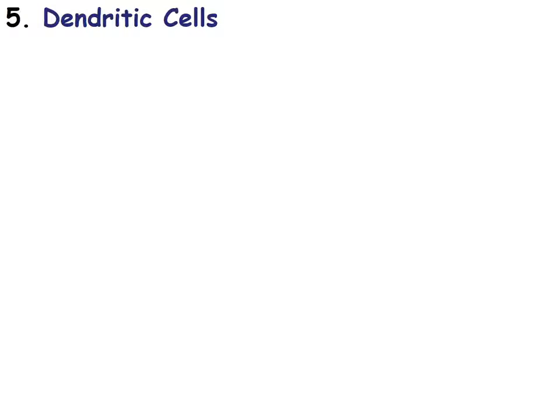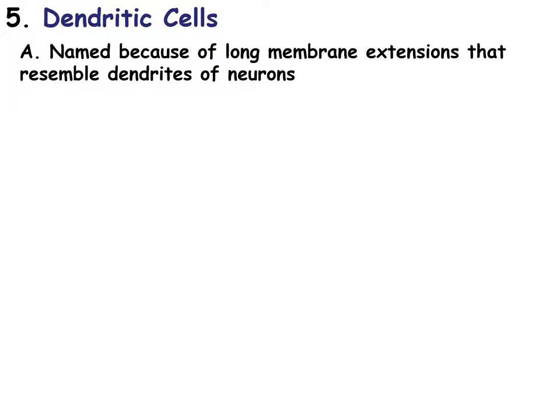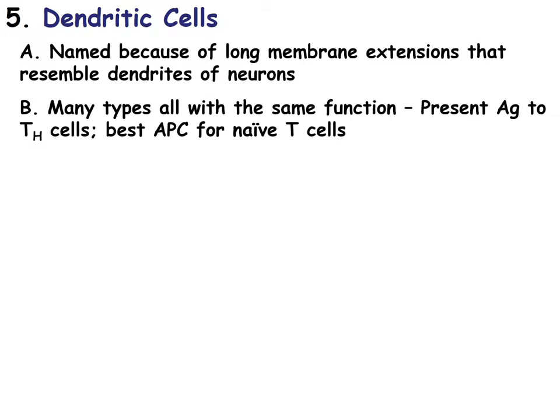Dendritic cells are very important. They got their name because they have long membrane extensions, so they look like neurons, okay? So they have the dendrites. There are many different types of dendritic cells, but they all have one major function, and that is to present antigen to T helper cells. In fact, they're the best at it. They're the best antigen presenting cell, or APC, for what we call naive T cells. These are T cells that have a T cell receptor, but they haven't yet encountered their antigen.